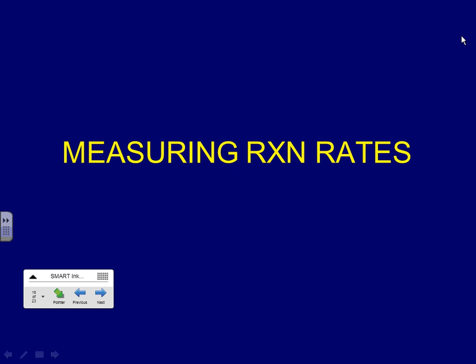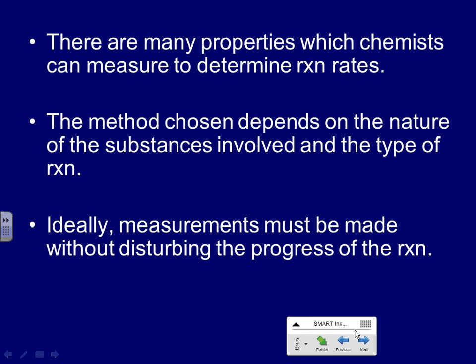What other factors can we measure? What other things can we measure? So actually measuring rates of reaction. Hold on one second. I don't think we need this information. There are many properties which chemists can measure to determine reaction rates. The method chosen depends on the nature of the substance involved and the type of reaction. So it depends on what kind of products and reactants we're dealing with.